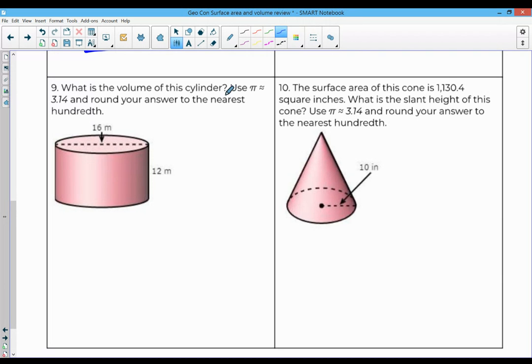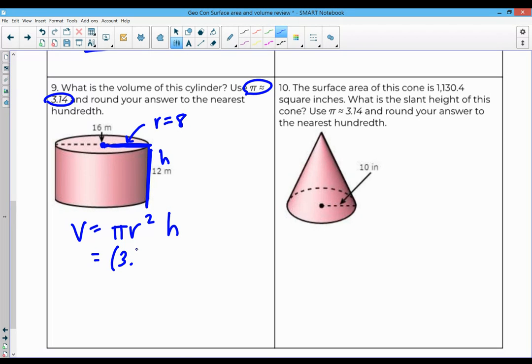What is the volume of the cylinder? Okay, so again, we're rounding pi. So volume of a cylinder is pi r squared h. So here's the diameter, so that means the radius is going to be 8. Here's the height of 12. So let's plug it all in: 3.14 times 8 squared times 12.